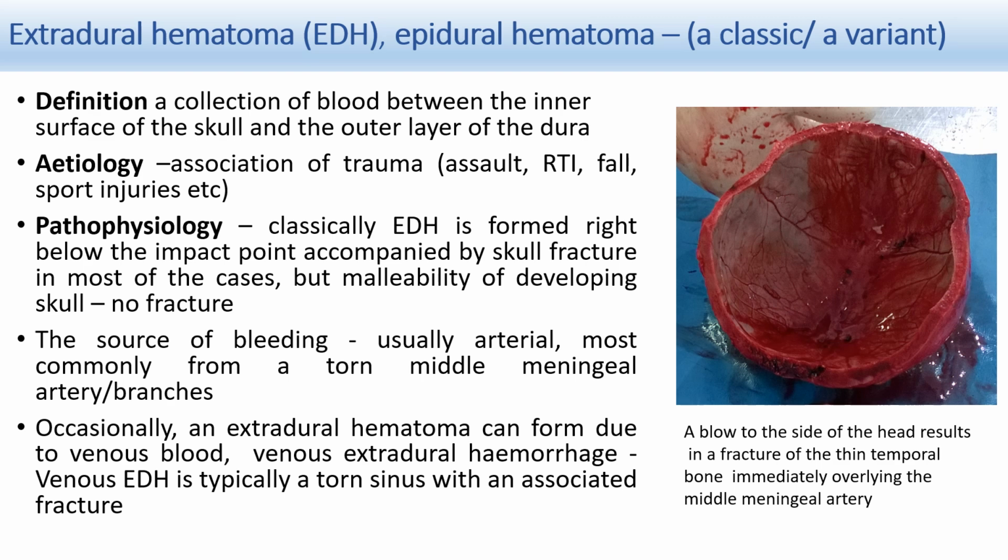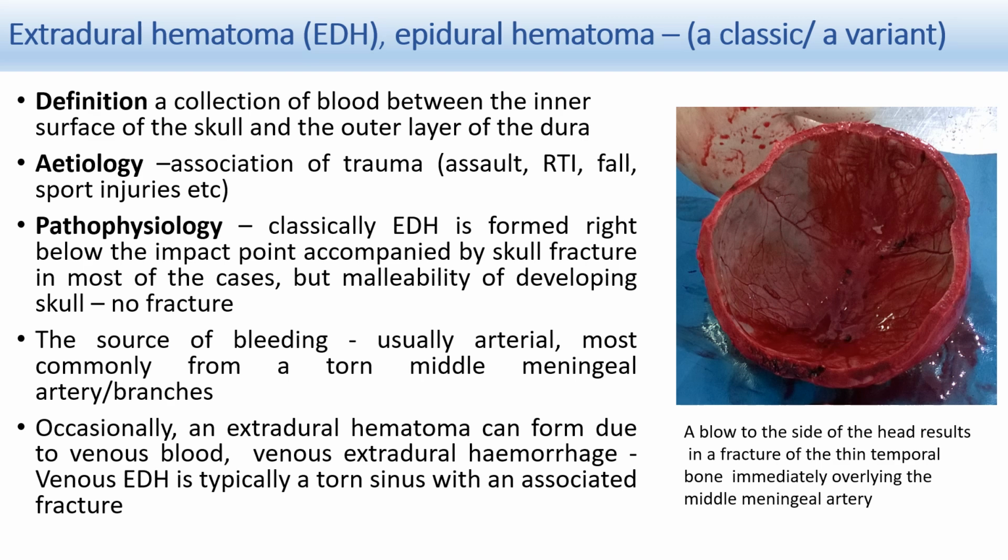Here we are going to learn about a classic extradural hemorrhage only, and there may be lots of variations as well. The etiology is traumatic, as in cases of assault, road traffic injury, falls, sport injuries. As per the pathophysiology, classically, an EDH is formed right below the impact point, accompanied by a skull fracture. However, there may be occasions where you get an EDH at the impact site without a fracture even. It is due to the malleability of the developing skull in children.